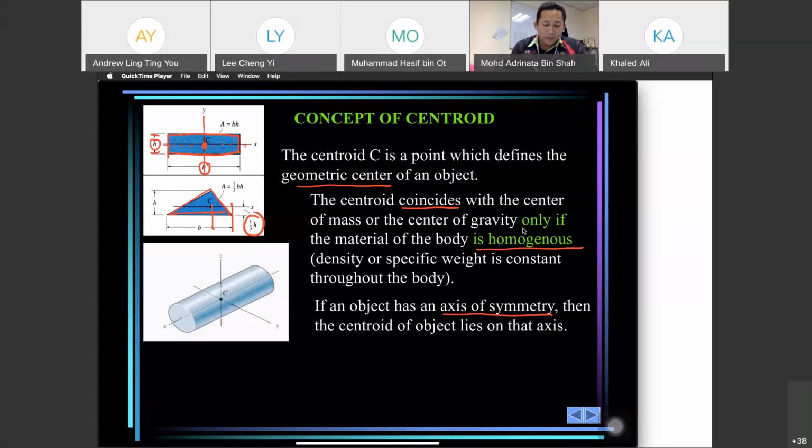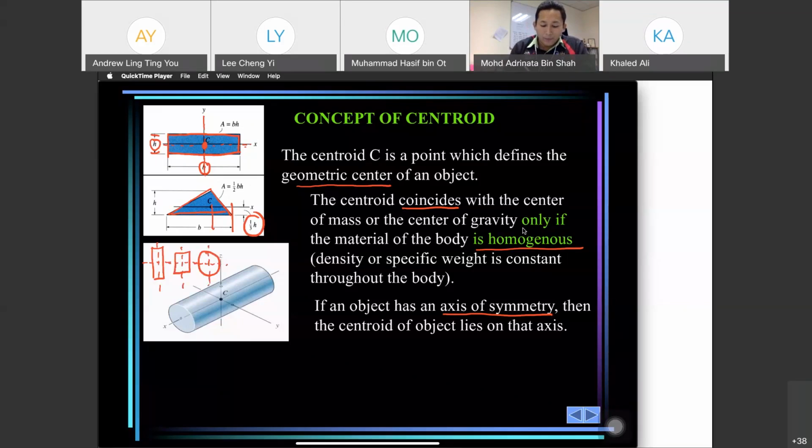If you have a rectangle, it is at the center. If you have a square, it is at the center. If you have a circle, it is at the center. So easy. If you have a symmetrical shape, it is actually at the center.